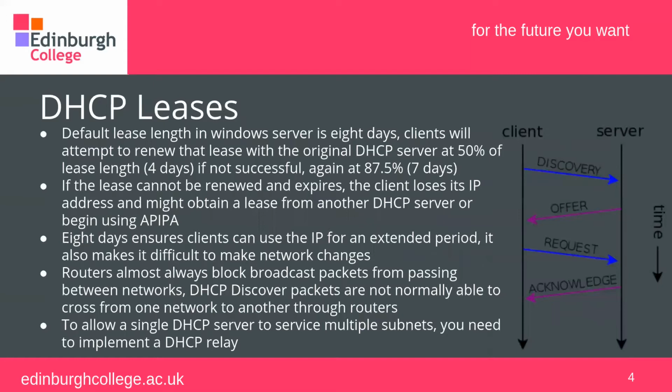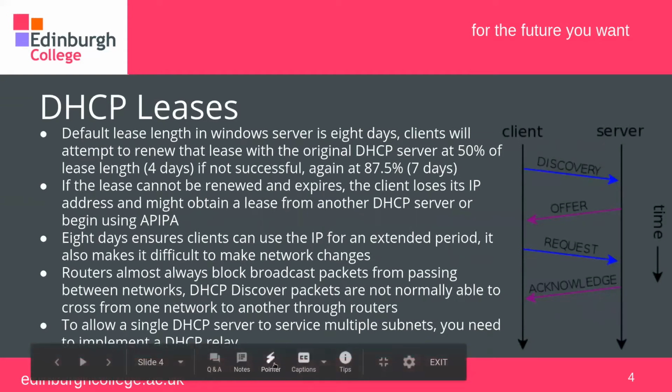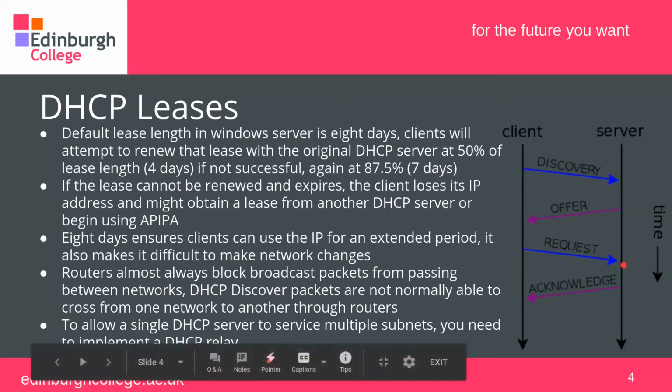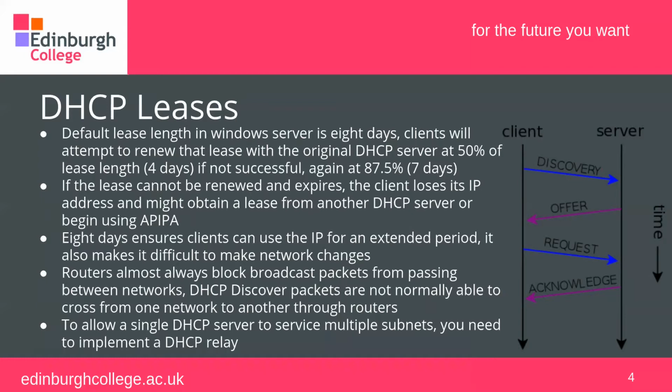So here I have a little diagram which demonstrates the back and forward process. And remember as well that the request goes back as a broadcast to let the other DHCP servers, if any, know that the client has decided to accept an offer from the DHCP server that it's indicating. The acknowledgement's fairly straightforward. It's just the DHCP server saying, yes, I accept that you accept that you're going to take this IP address.